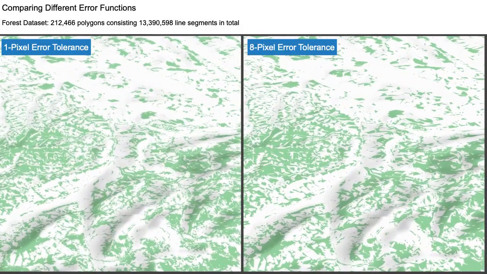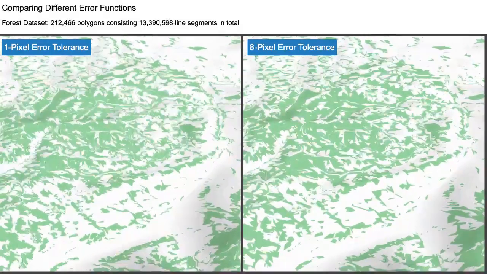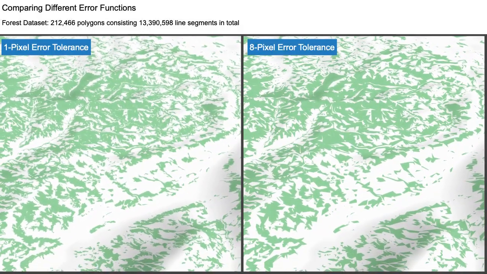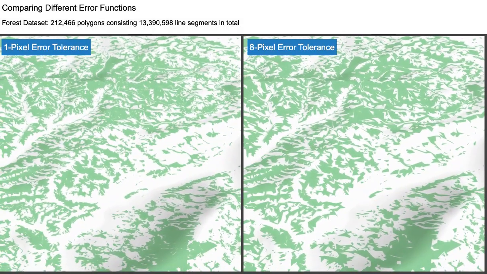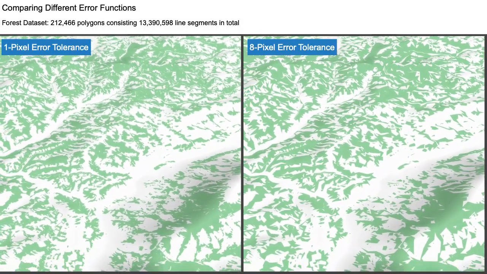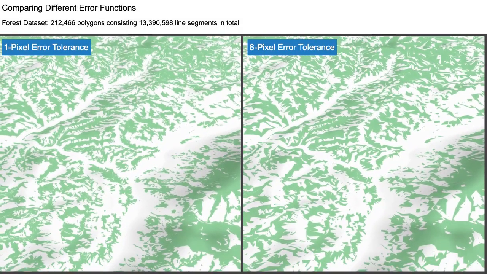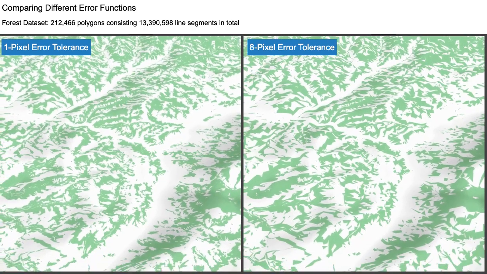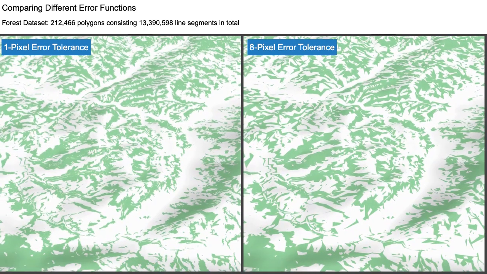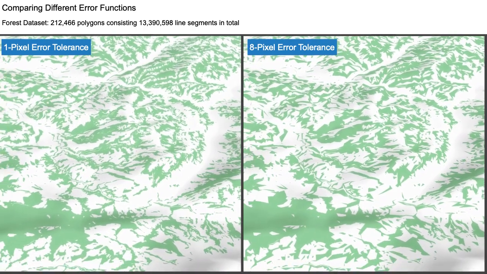In both examples, the polygons are refined as they get closer to the camera and are simplified as they get farther. But in the left example, where the error tolerance is 1 pixel, the changes are not visible, while the changes in the right example with 8 pixel tolerance are obvious.